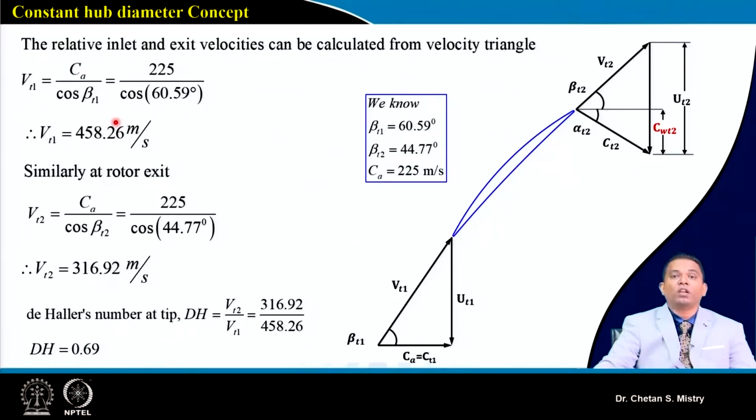Now for the calculation of relative velocity components, at the entry it is given by Ca by cos beta, and this relative velocity component at the entry is coming 458.26 meter per second. Similarly at the exit we can do our calculation, and that's coming 316.92 meter per second. Based on that we can calculate de Haller's factor, and that's coming 0.69.